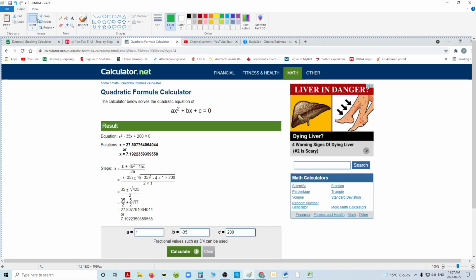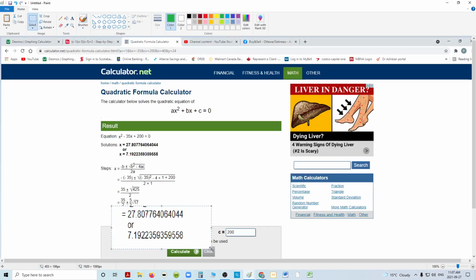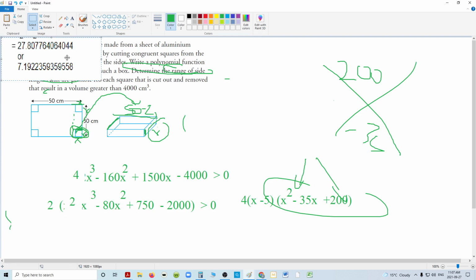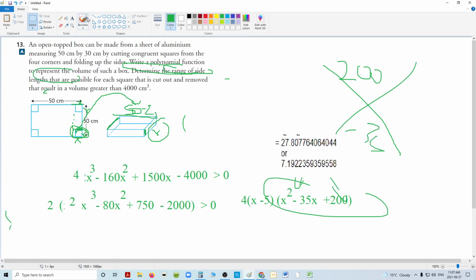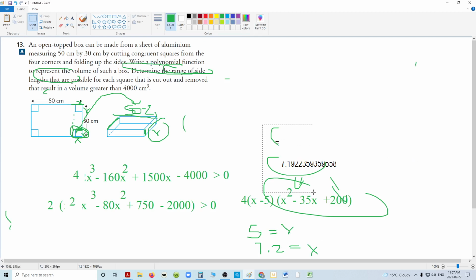The two roots left over are this. This one can't be a possible dimension because it's above 15. This one can. So rounding, my possible dimensions for x are 5 and 7.2. Assuming I haven't made any errors, and there's a good chance I have.